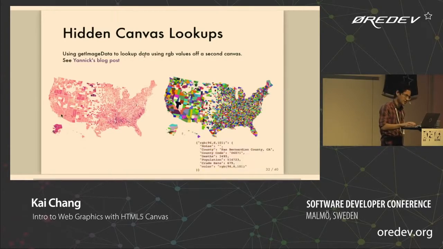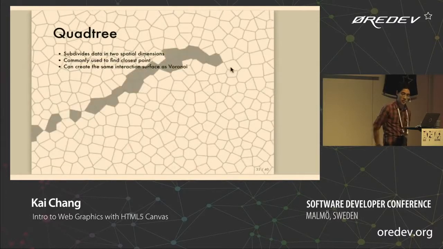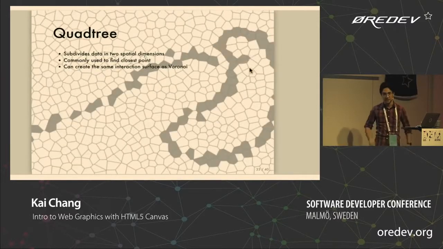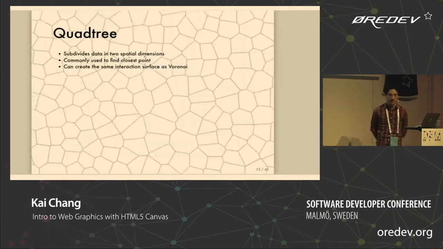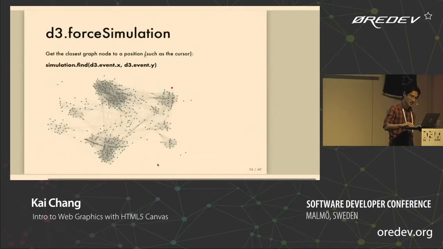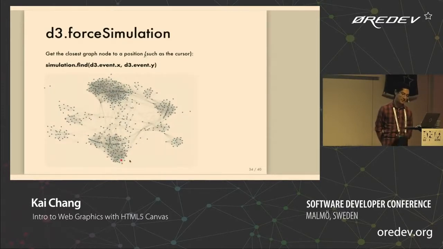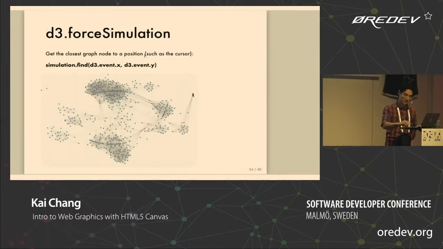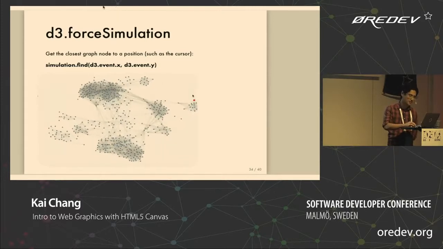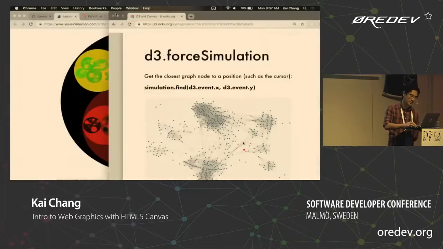There's actually a couple other techniques for interactions. You could also use quad trees or just nearest neighbor search, just do a filter on the data points to find the nearest neighbors. D3's force-directed simulation actually has something like this built in, simulation.find, to just find the nearest data point. So there's quite a few ways to support interactions.